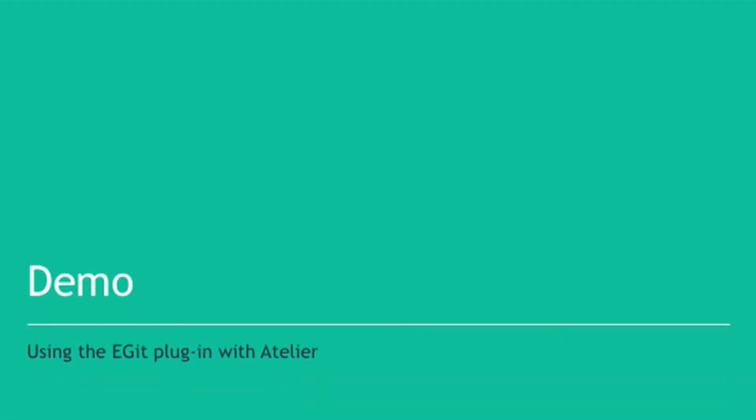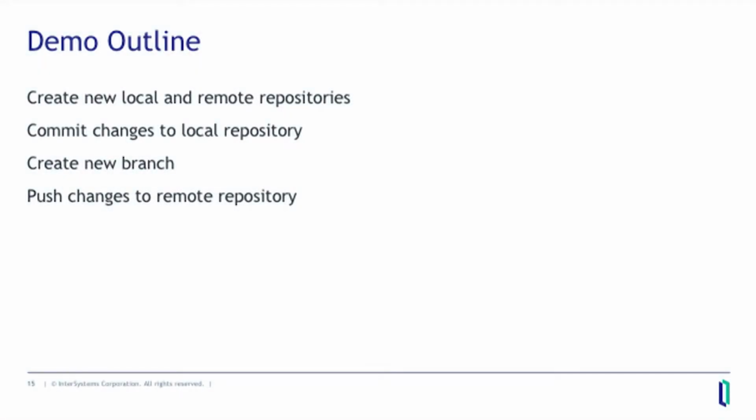All right, now the fun stuff. We'll go into the demo where I'll show you how easy it is to use the EGit plugin. We're going to use that to create both a local repository, and we'll also create a remote repository in GitHub. We're going to commit some changes to the local repository. We'll use branching there, and we'll push changes out to the remote repository.